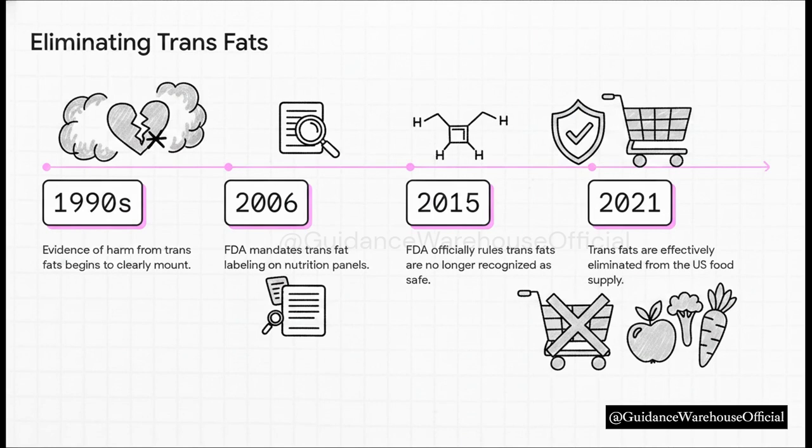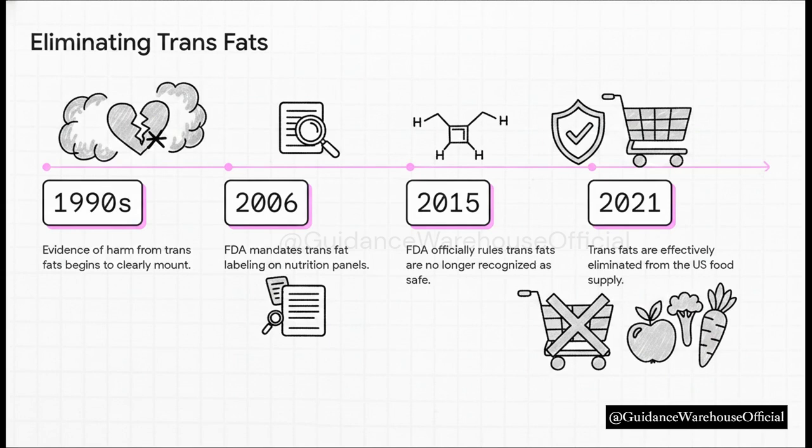In the 1990s, evidence of the harm really began to mount clearly. By 2006, the FDA mandated that trans fats had to be listed on nutrition labels, which instantly pushed companies to start reformulating. Then, in 2015, the FDA officially ruled that manufactured trans fats were no longer recognized as safe. And finally, by 2021, they were effectively eliminated from the U.S. food supply altogether.